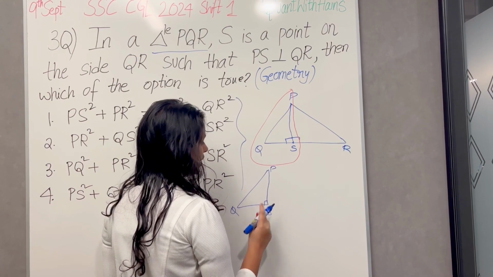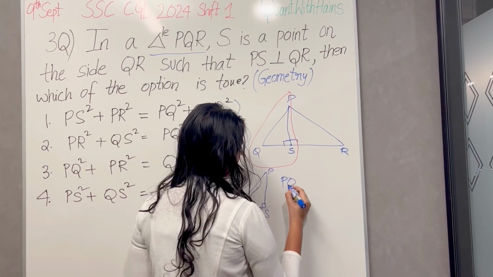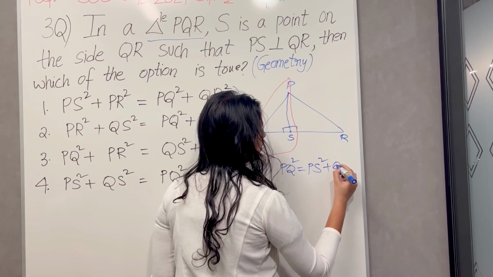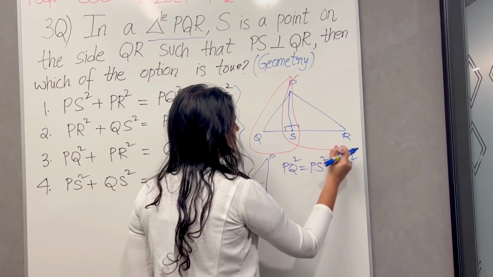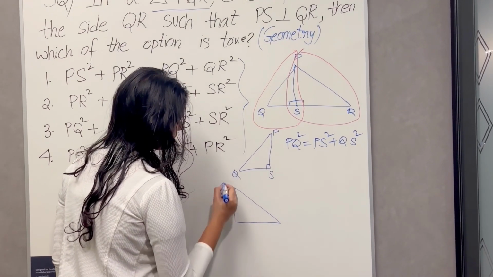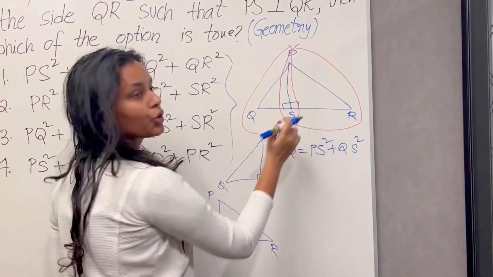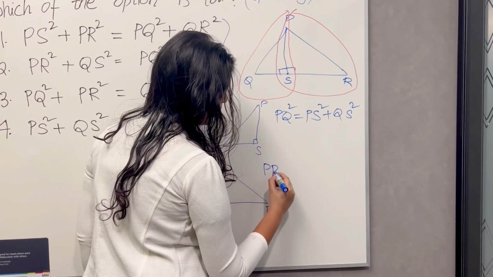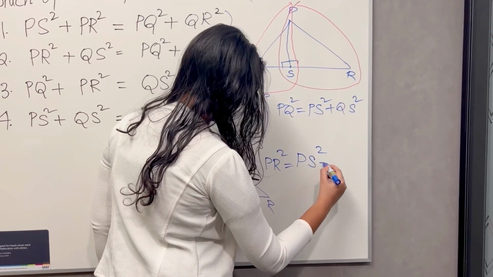PQS is perpendicular. If we apply the hypotenuse formula, PQ square equals hypotenuse square, which is side square plus side square, PS square plus QS square. Now coming to the triangle PSR, for both triangles PS is common. Here the hypotenuse is PR, so PR square equals side square plus side square, that means PS square plus SR square.